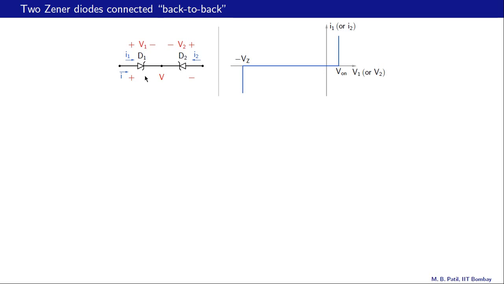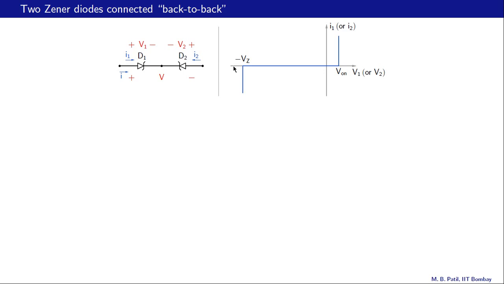And we will assume that for each of D1 and D2, we have the IV relationship shown in this graph. So this could be I1 versus V1, or it could be I2 versus V2. Remember, I2 has to point the other way from P to N of D2, and V2 also has the opposite polarity as compared to D1.